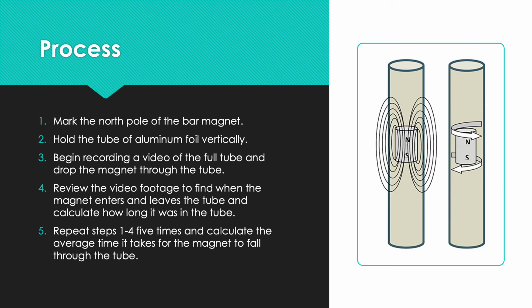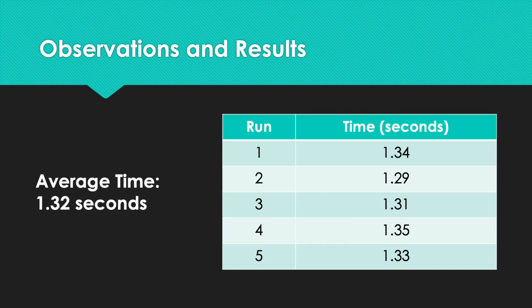The process of this experiment is fairly simple. First, I marked the north pole of the bar magnet by utilizing a magnetometer smartphone app. Next, I held the aluminum foil tube vertically and had my friend record a video of me dropping the magnet through the tube, ensuring that the full tube was in frame. I reviewed the footage and determined how long it took for the magnet to fall through the tube. After doing this 5 times, I averaged the amount of time that it took for the magnet to pass through the tube. Here are the results I observed from the experiment.